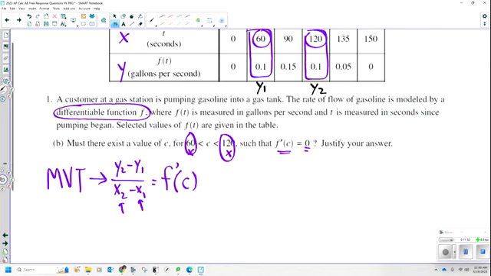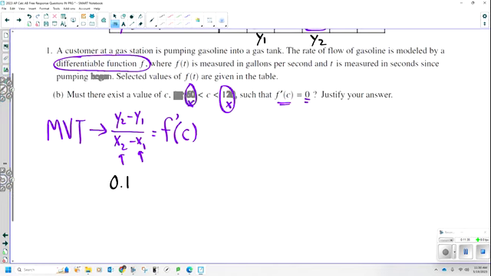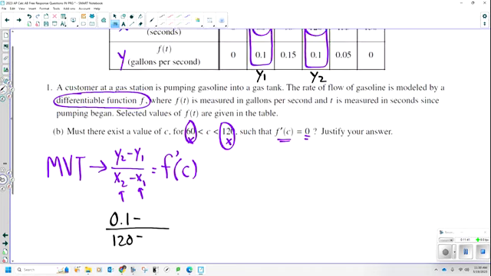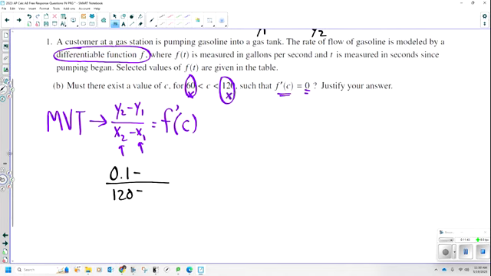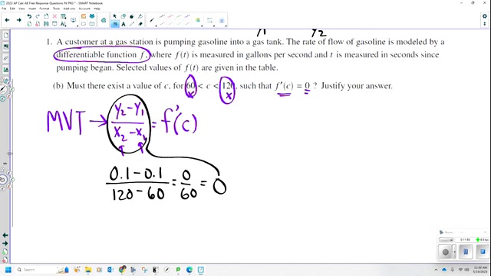So 0.1, and that's at 120, our y2 and x2. And we got 0.1 for y1 and 60 for x1. That's 0 over 60. That is 0. This right here is 0.